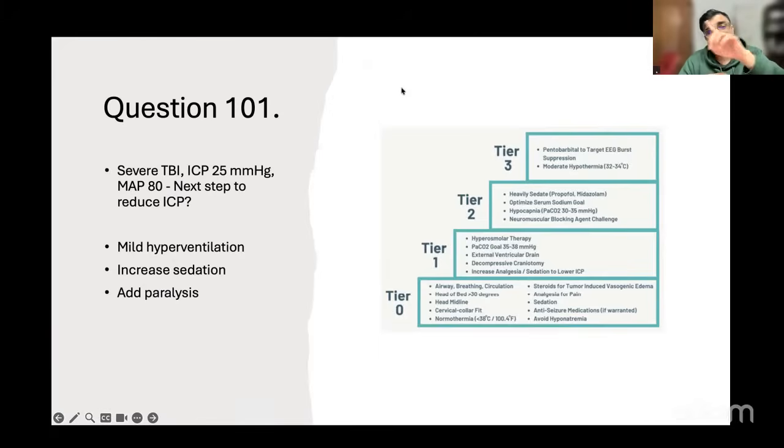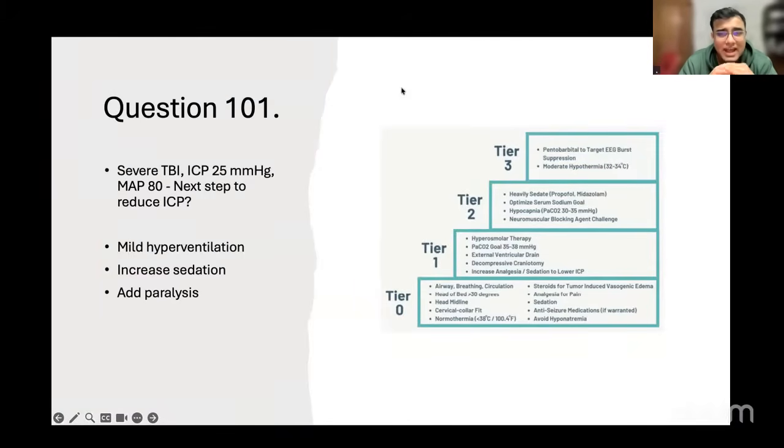But if somebody has raised ICP, like this patient who has 25 millimeters of ICP, and your ICP should not be this high, right? So when somebody has raised ICP, then you go to tier one. If that is not maintaining, then you go to tier two. If that is not maintaining, then you go to tier three. So the next step is to go to tier one.